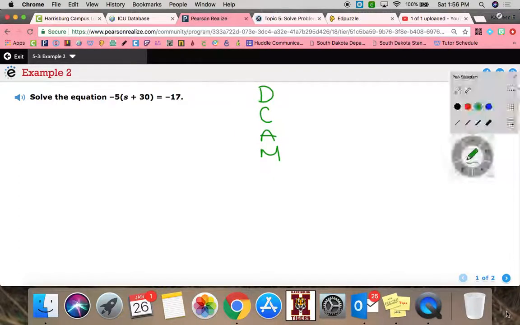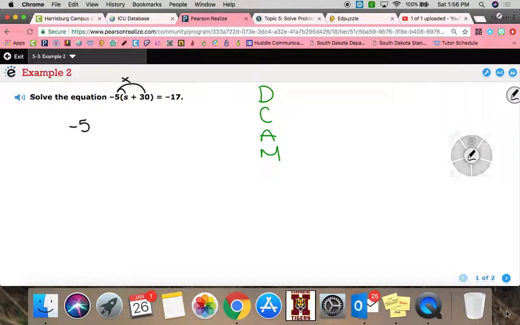So negative 5 times s, right? This is distribute, multiply. Negative 5 times s is negative 5s. Negative 5 times 30, well, it's going to be negative because the signs are different. And 5 times 3 is 15, and we just add that 0 on the end, equals negative 17. Okay? So we have negative 5s minus 150 equals negative 17, so we did distribute. There's nothing to combine, so we can check that one off since we don't have to do it.